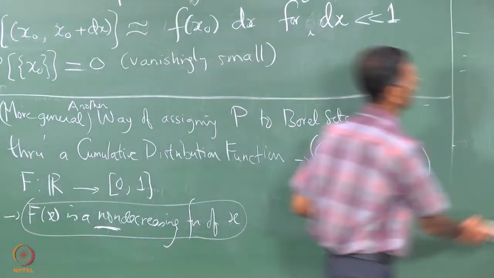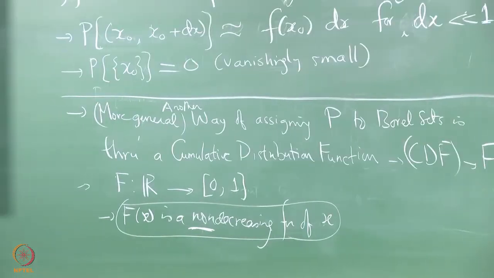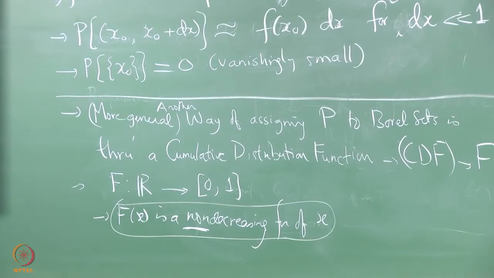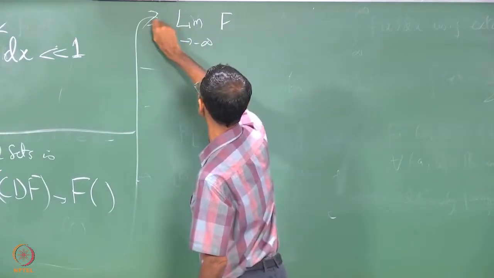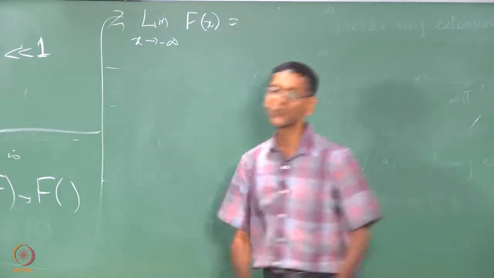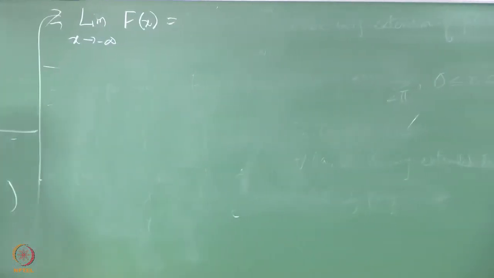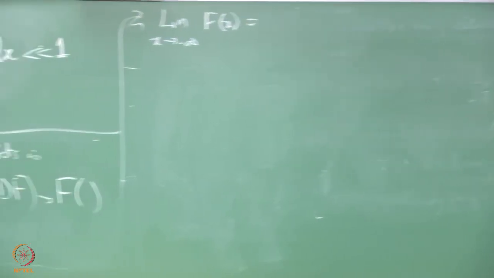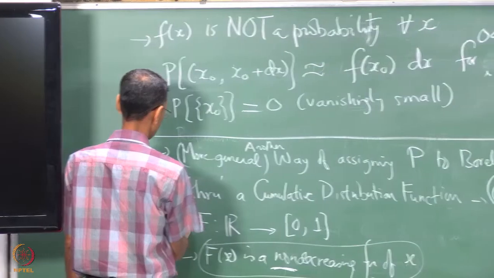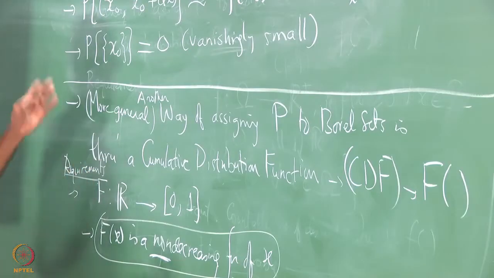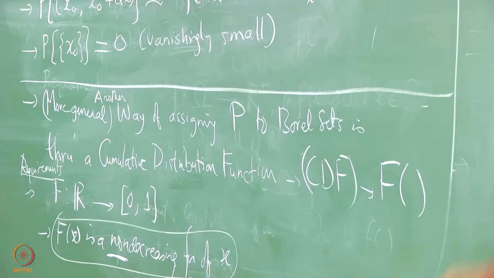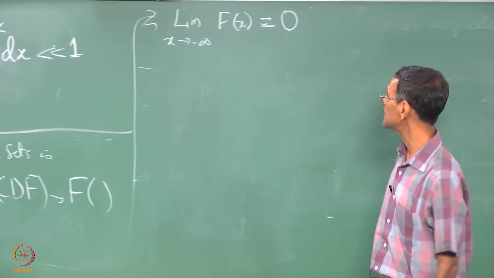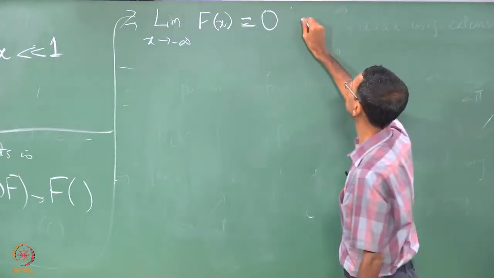Why? Because we will see, but before I look at the exact meaning of F, let me write out two more conditions. I want its limit as x goes to minus infinity. These are requirements, by the way; I want F to satisfy these. What value should we assign to this? It should be 0. As x goes to minus infinity, I want F of x to go to 0.